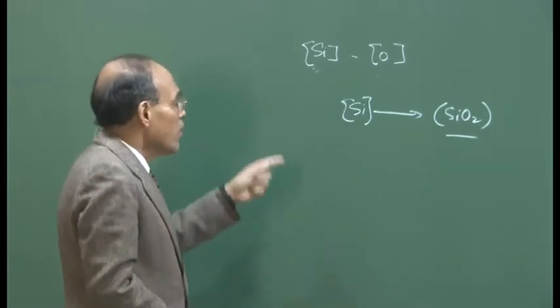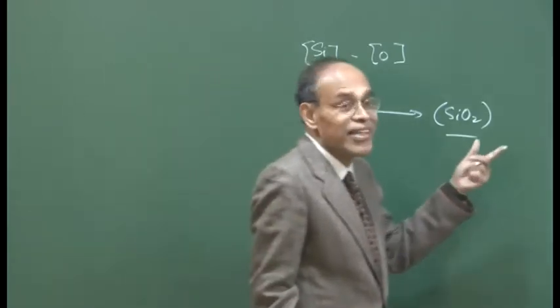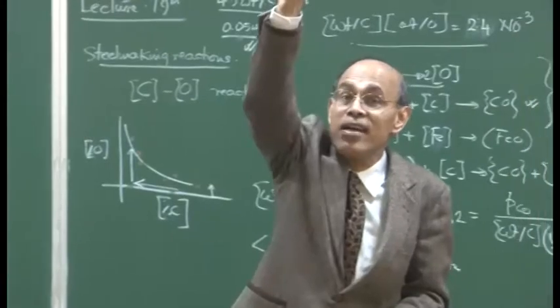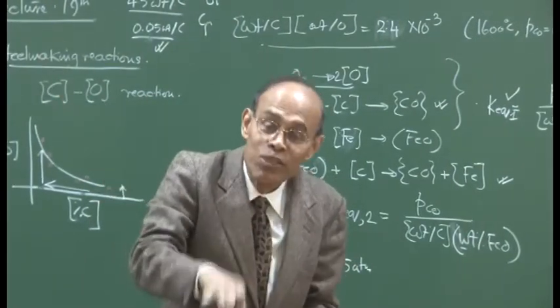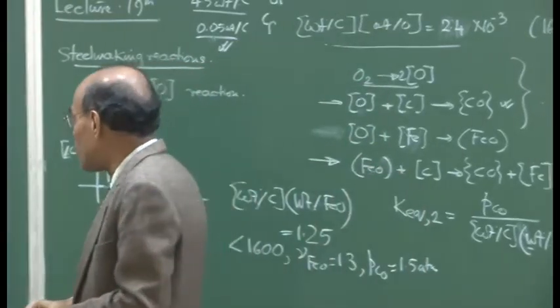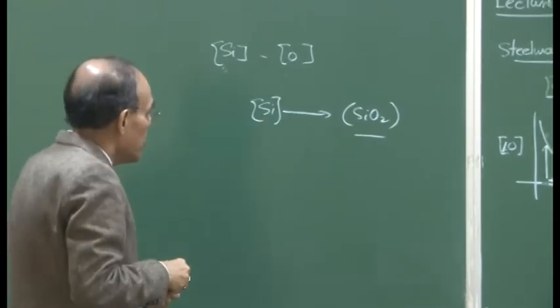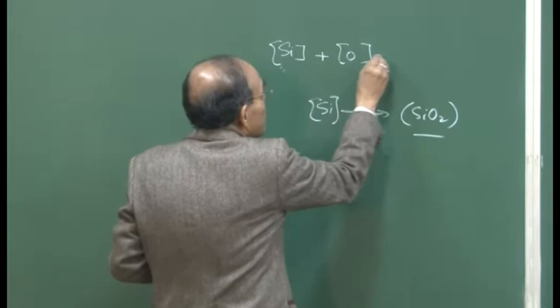In this reaction from silicon oxidation to silica, just like carbon, silicon has greater affinity. The C-CO line in the Ellingham diagram is here, and the Si-SiO2 line is much below it, which means that SiO2 is a much more stable compound, or Si has a greater affinity towards oxygen than carbon does. So, this reaction, silicon plus oxygen producing silica.